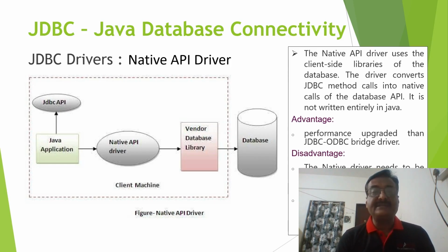The second type of driver is the native API driver. Native API drivers are not fully written in Java, but partly written in Java. Mainly it is an upgraded version of the JDBC-ODBC bridge. The first disadvantage of this driver is that we need to install the API on the client side also, and the API of the appropriate data type will interact with the database library of the appropriate database.